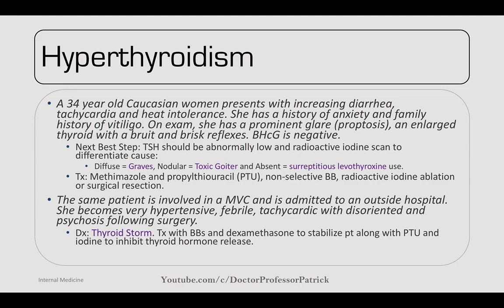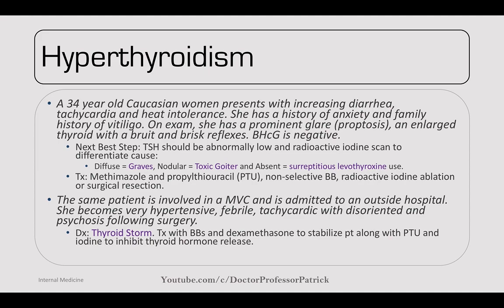So the next best step would be a TSH to look for abnormally low levels, and radioactive iodine scans to differentiate the causes. If it's a diffuse uptake, it's more sensitive for Graves' disease. If there's nodular uptake, it's a toxic goiter. And if there is absent uptake, it could be surreptitious levothyroxine use, or if she was pregnant in this case, it could be part of the fetus excreting thyroid hormone. The treatment is going to be methimazole or PTU, and you can use a non-selective beta blocker during a crisis situation, a thyroid storm, and then radioactive iodine ablation or surgical resection are going to be definitive treatments.